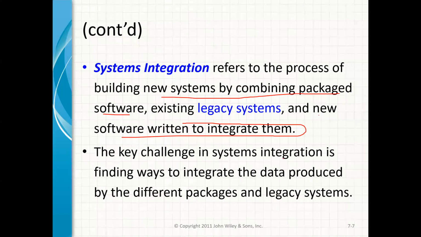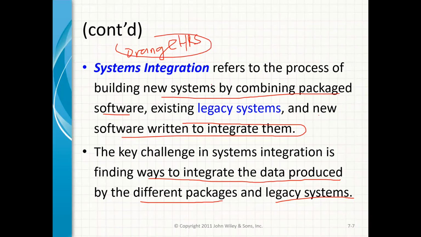The key challenge in systems integration is finding ways to integrate the data produced by different packages and legacy systems. How will you make a database to cater for the data from Zoom, for example, or WebEx, and the data from an open source HR system called Orange HRM? You can browse it. So how are you going to store this data? That's the key challenge people will face. But that's why we're talking about the strategies of acquiring the system. So you can acquire a new system through systems integration.